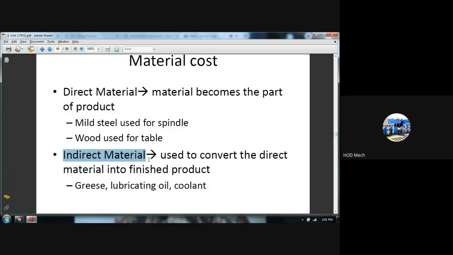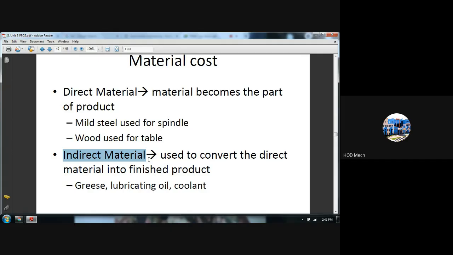Indirect material is: for converting this wood into a table, I may need nails. Nails may be needed, Fevicol may be needed. Now a table has different segments, right? There will be 4 legs and a flat rectangular shape. You may require a drawer to put something in. So you have different parts in a wooden table. To fix those wood elements, you need certain accessories. It may be nails. Fevicol you may need to join the wooden parts. So these nails or Fevicol are considered indirect material.